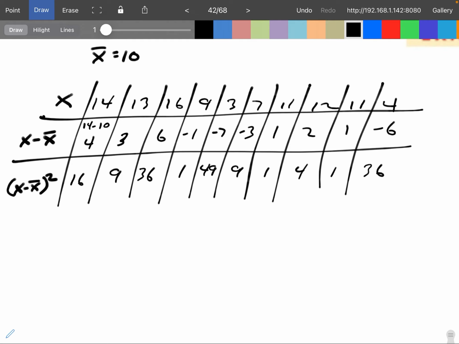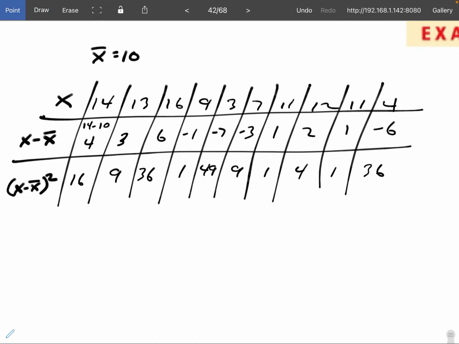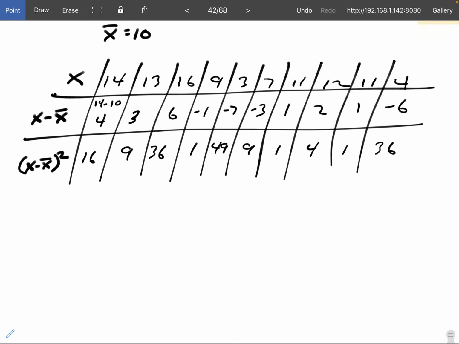Now, I know this is kind of a pain, but I'm going to show you a shortcut on the calculator here in a minute. So the next thing we've got to do is get something called the variance. To find the variance, what we're going to do is average all of these numbers right there. So let me go ahead and do that while I'm on this page.